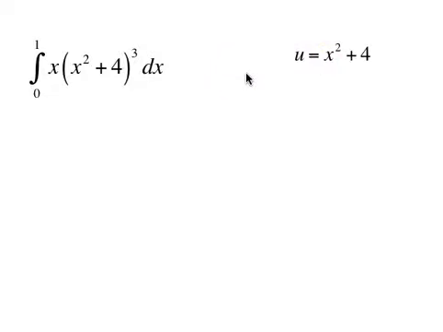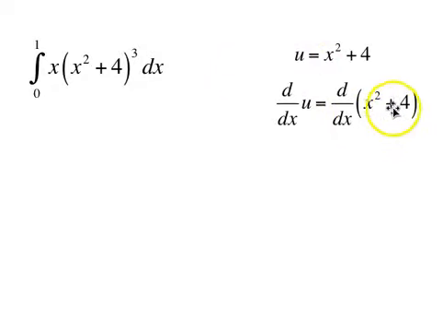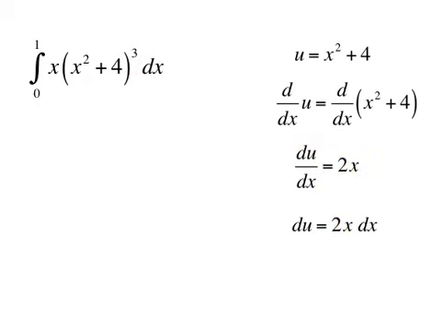So the derivative with respect to x of u is the derivative with respect to x of x squared plus 4. The derivative with respect to x of u is du dx, and the derivative with respect to x of x squared plus 4 is 2x. I prefer to solve for dx, so du would be 2x dx, and du divided by 2x would be dx. So dx will be replaced with du divided by 2x. x squared plus 4 will be replaced with u, and then we'll have to think about how we're going to work with those endpoints.